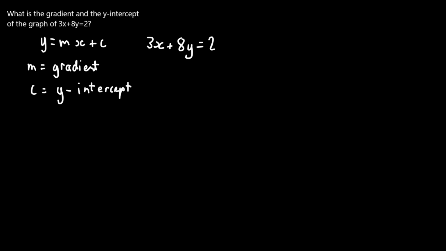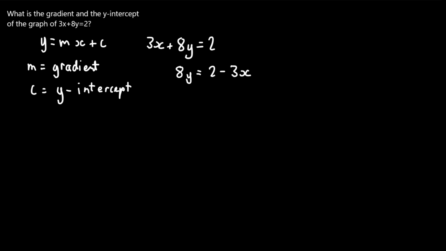So in this case, the 8 is multiplying the y. That's quite a strong operation if you think about your orders of operation. And the 3x is just getting added on to 8y. So if we take away 3x from both sides, we'll have 2 minus 3x.